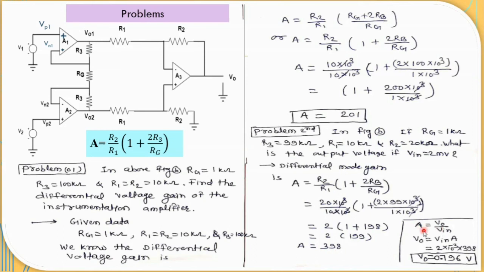But we are familiar with the general formula of the gain. Gain is equal to Vout upon Vin. We are given Vin, which is 2 millivolt. So Vout is equal to Vin multiplied by gain. This Vin is 2 millivolt, that is 2 times 10 to the power minus 3, multiplied by the gain 398. So Vout is equal to 0.796 volt.